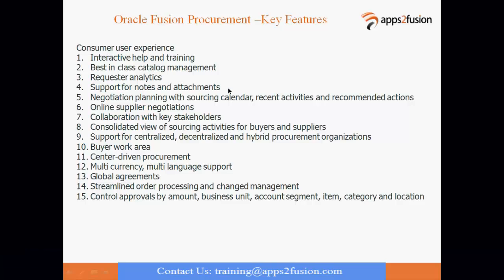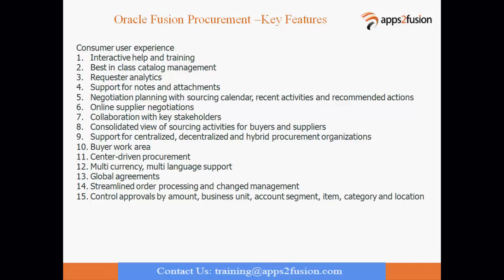Then we have requester analytics, supports notes and attachments. So Fusion supports notes and attachments. We have negotiation planning, sourcing calendars. So for negotiations, we have all these things. We have buyer work area, collaboration with key stakeholders. So using that social, we can collaborate with key stakeholders. We have center-driven procurement, multi-currency, multi-language support. It supports global agreements. So streamlined order processing and change management. All those things can be done.